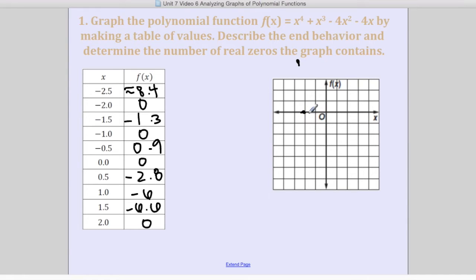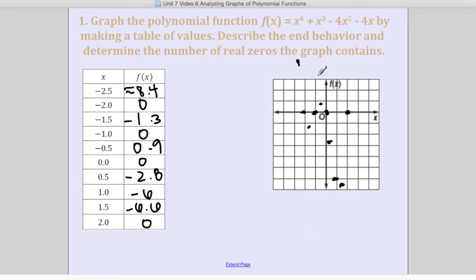Negative 1.5, negative 1.3. Negative 1, 0. Negative 0.5, 0.9. 0, 0. 0.5, negative 2.8. 1, negative 6. 1.5, 6.6. And 2, 0.